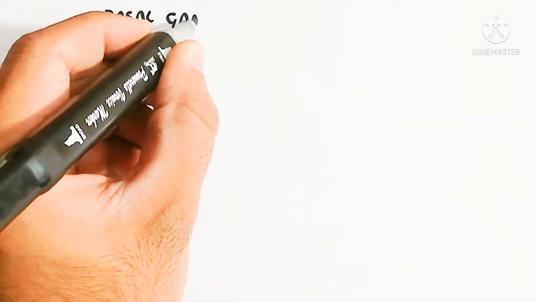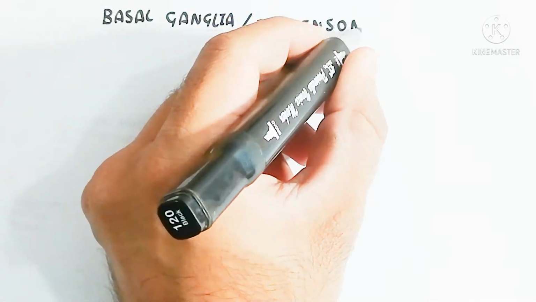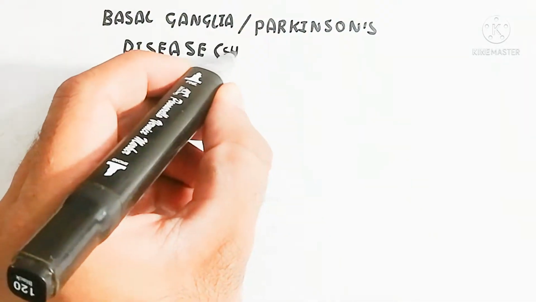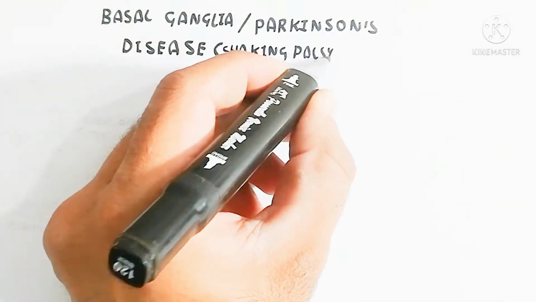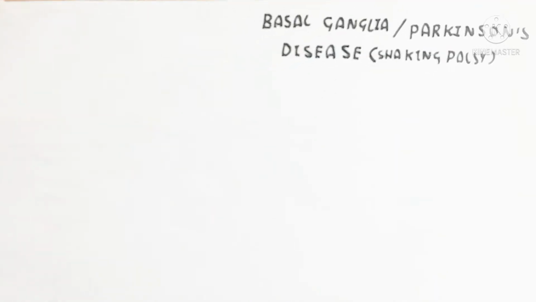Hello, in this video we will look at the basal ganglia. The basal ganglia are present in the brain, and ganglia are also present in the peripheral nervous system, but we will discuss the central nervous system, and we will also understand Parkinson disease or shaking palsy.